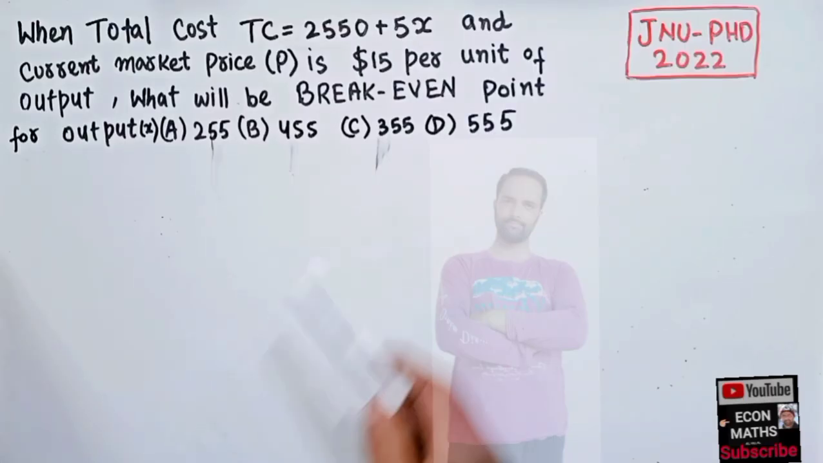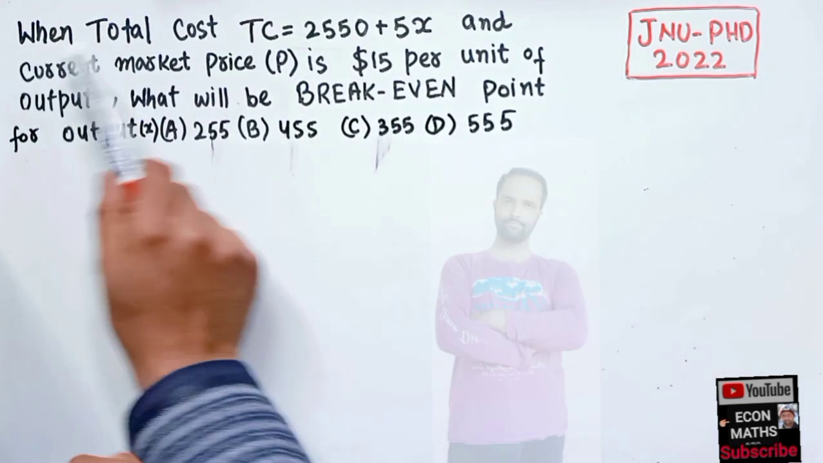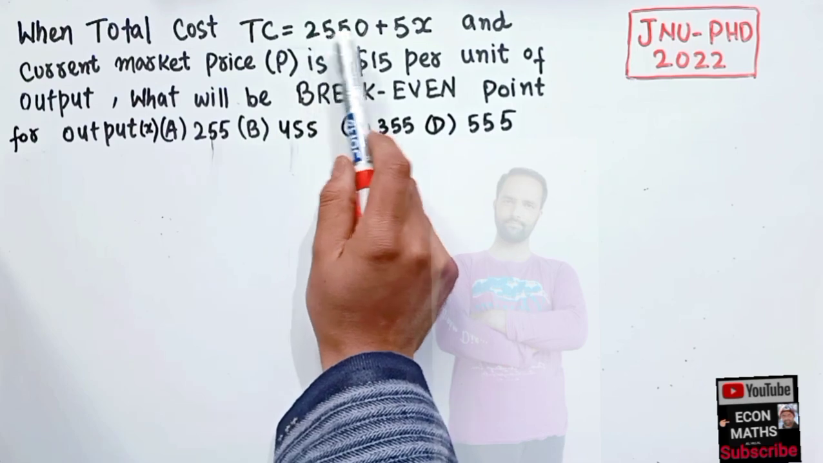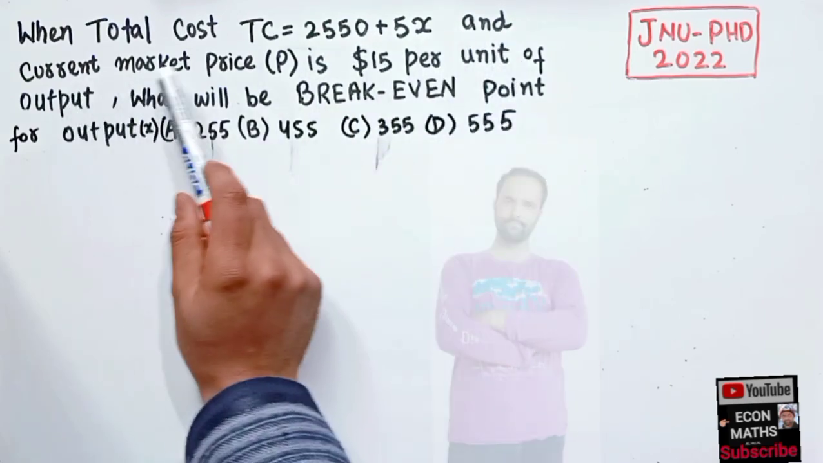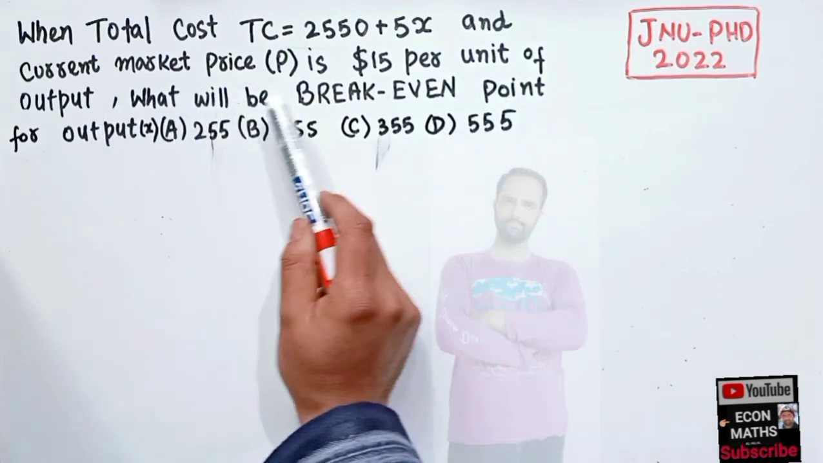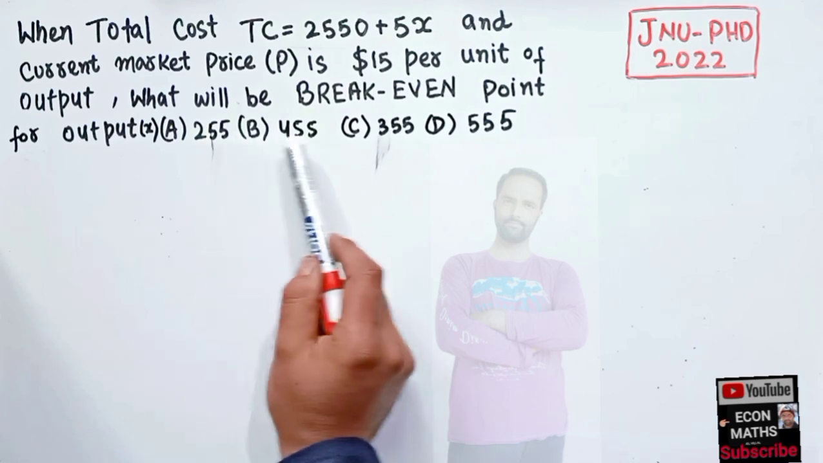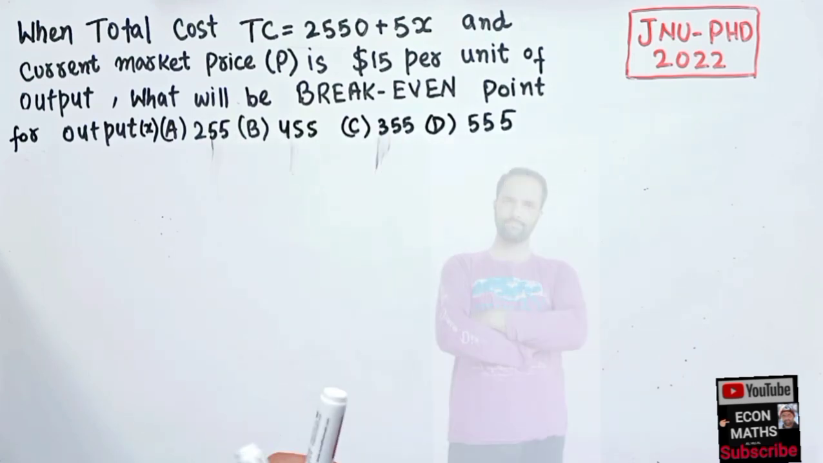The question is to find out the break-even point for output. The question goes like this: when total cost, which is TC, is equal to 2550 plus 5x, and the current market price is $15 per unit of output, what will be the break-even point for output? The options are 255, 455, 355 or 555.